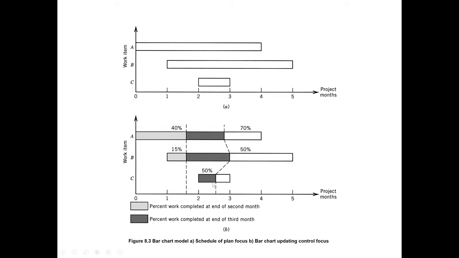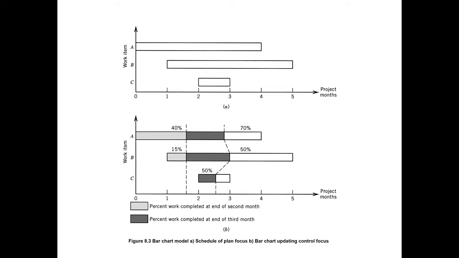Work C is behind schedule, and work A is also a little bit behind. Work B is almost on schedule at month number 3, 50% complete. So in this way, we can say that A is our planning model, and B is our planning and control model. We are going to see whether we are going fast or slow, and it also tells us how much percentage of the work is complete.